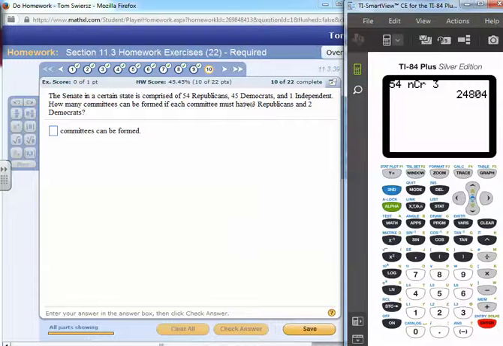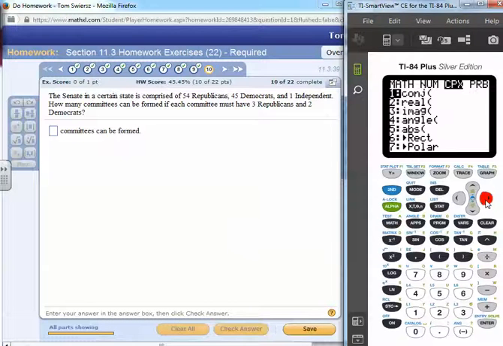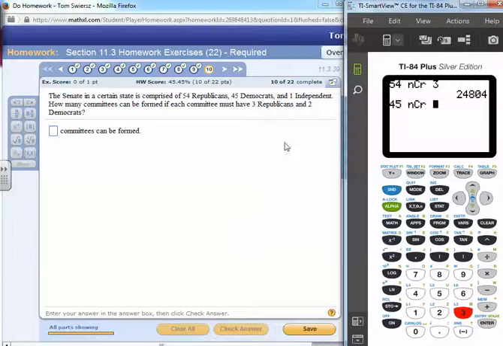Now we've got to do it for the Democrats. 45 Democrats, math, go over to PRB, and again, it's a combination for the Democrats. Order doesn't matter. This time we've got 45, and we're only selecting 2, so the number is 2, so that value is 990. So we're going to take 990, the number of ways for the Democrats, times the number of ways for the Republicans, 24,804.